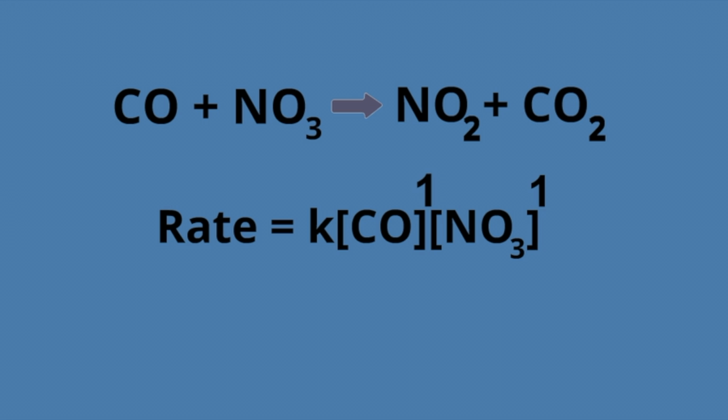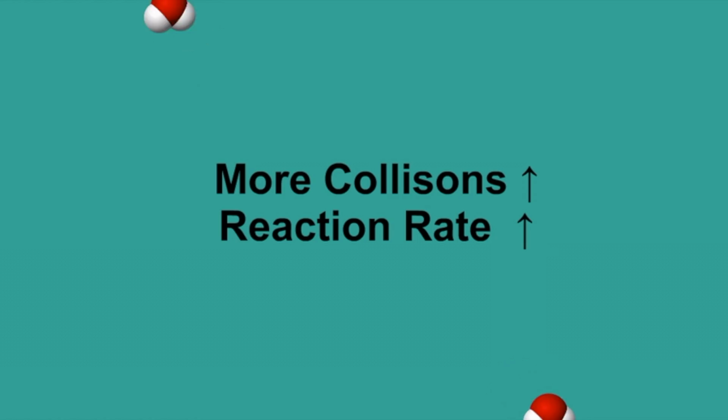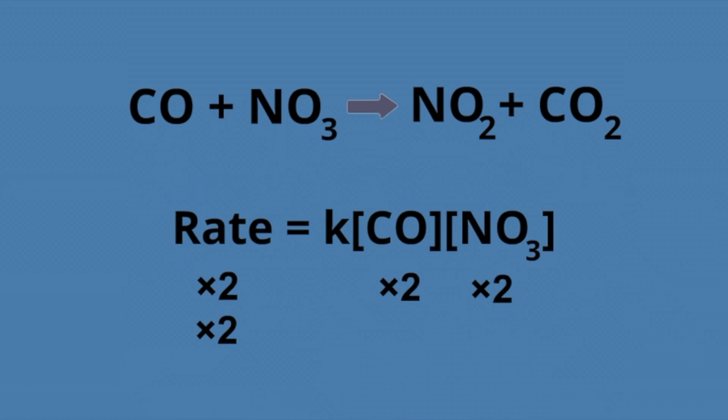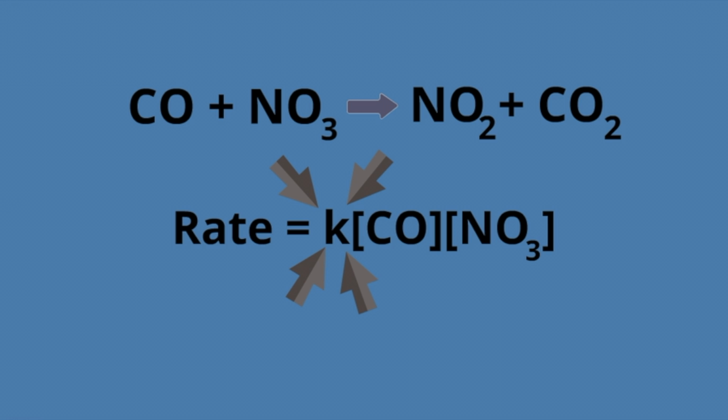Now, the order of the reaction explains how exactly a change in concentration would affect the reaction rate. The overall order of the reaction would be 2, and if we were to double the concentration of CO, the reaction rate would also double, likewise for NO3. As there are more molecules to collide, there are going to be more collisions, and thus the reaction rate is able to increase. But what is this whole thing about K that we have been ignoring?